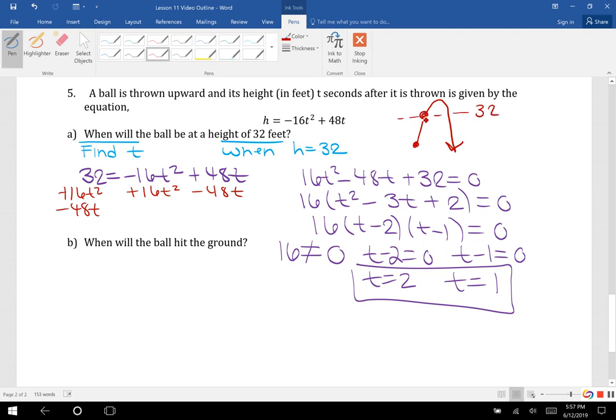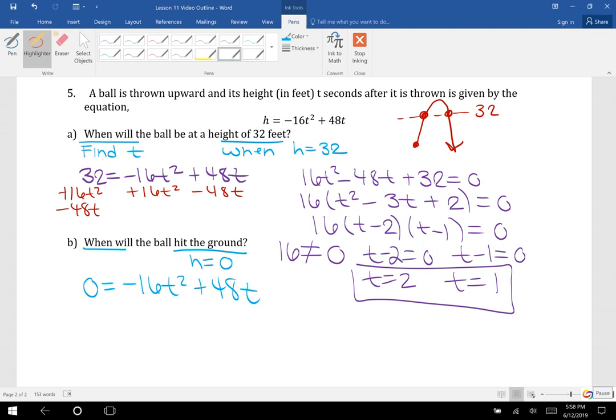All right, part B is asking us when, so find t again, will the ball hit the ground? And the ground is going to be a height of 0. So we're going to plug in 0 for h and then try to solve. All right, one side already equals 0. So we can try to factor.